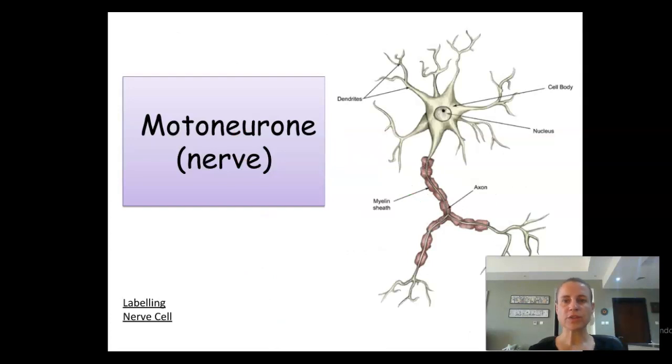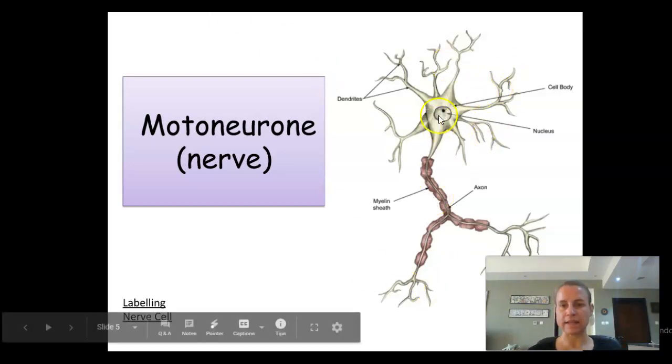Okay, so what does the motor neuron actually look like? We do need to know this structure. I'm going to talk through it, and then I'm going to play a video on here that shows you how to draw a motor neuron and label it. So don't worry about labeling as it is here.